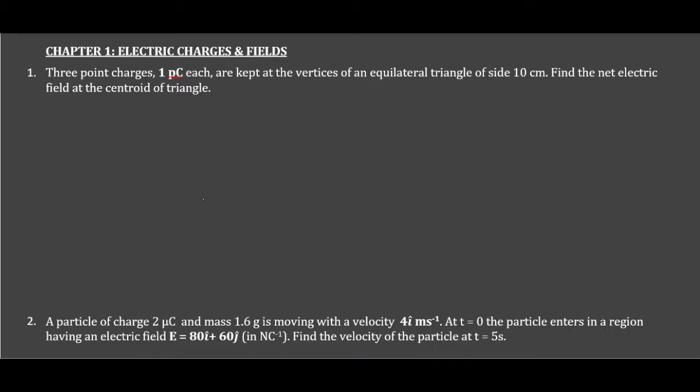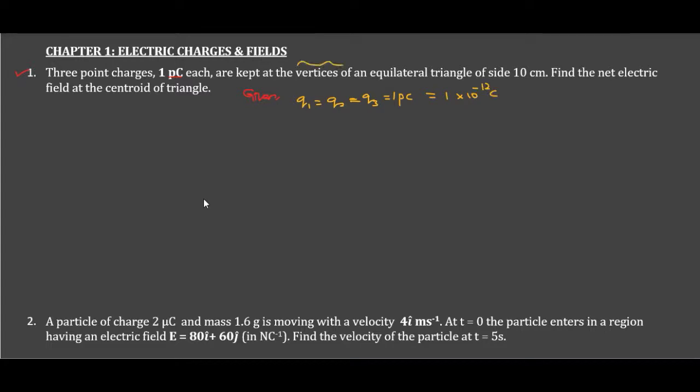Let's go to chapter 1, the first numerical. So first one, 3 point charges, 1 picocoulomb each. That means they have given 3 charges, all of the same value. So the given information is, we have to write Q1, Q2, Q3 equal to 1 picocoulomb. Pico means 10 power minus 12 coulomb.